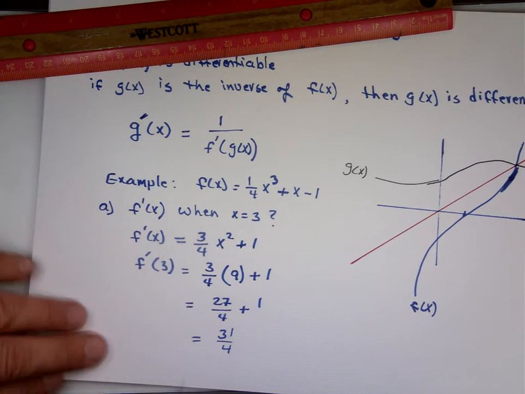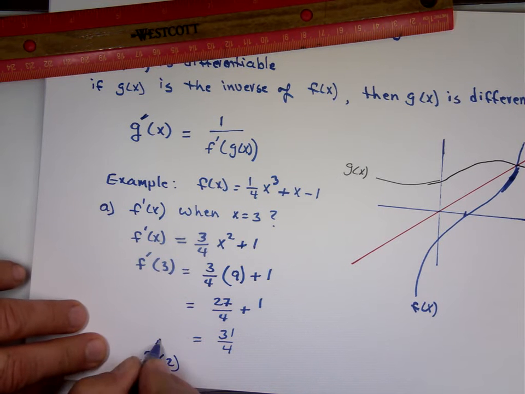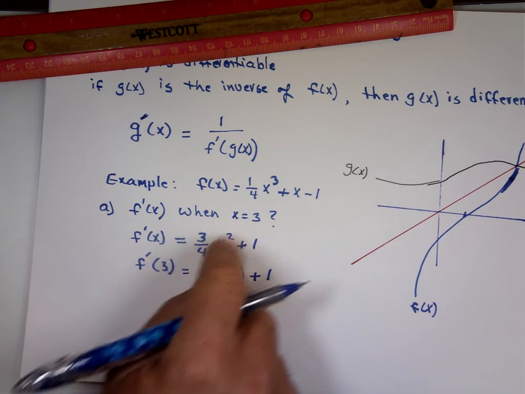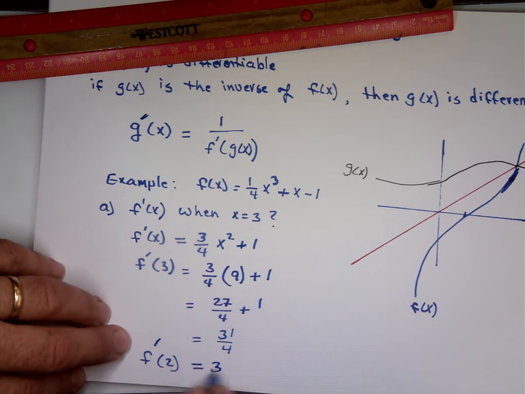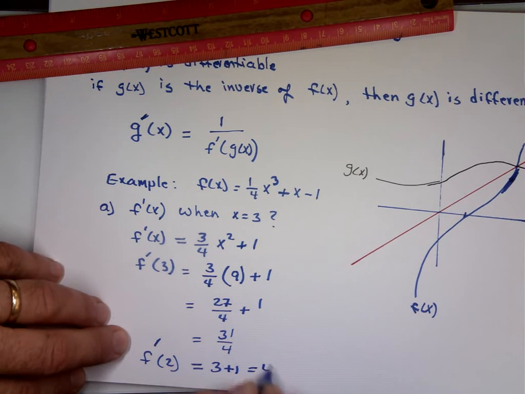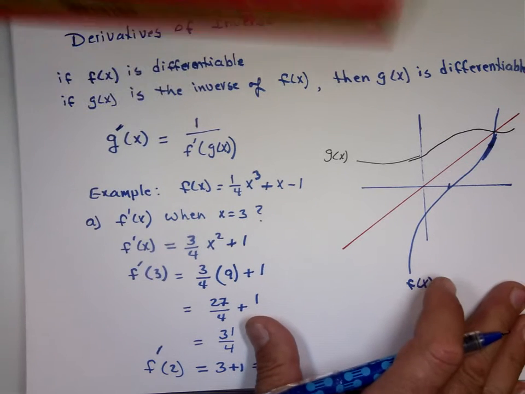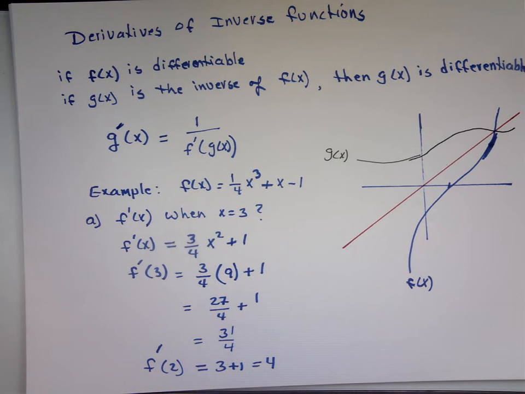I could have made life easy on all of us. I could have said, what's the derivative at 2? The derivative at 2 will be what? 2 squared, 4 times 3/4, that's a 3, plus 1, which is 4. Much easier, the math. But no, I always take the fun path, the difficult one. But we can find the derivative at any point.